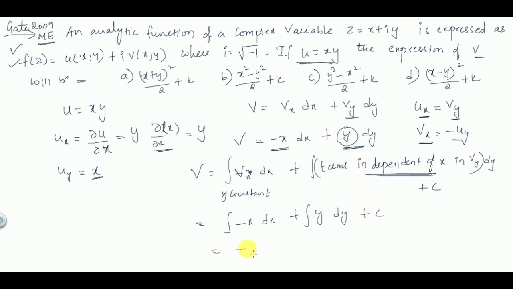So this will be minus x square by 2, because the integral of x dx is x square by 2, and you have a negative sign, so you'll get this, plus y square by 2 plus c. This is v. Or v can be written as (y square minus x square) by 2 plus c. Okay, so this is the answer. So the correct option is option C.